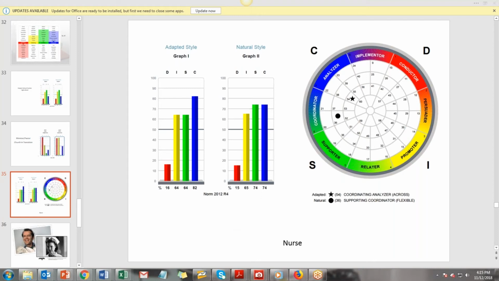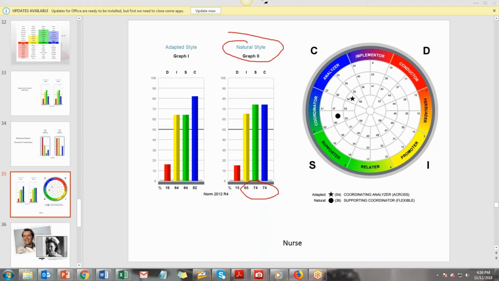So let me ask you, because on the natural side, they're both the same, 74, 74. So which one would be stronger? Always go with graph two. Graph two is the most accurate.